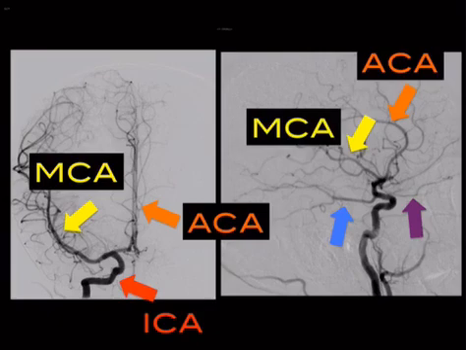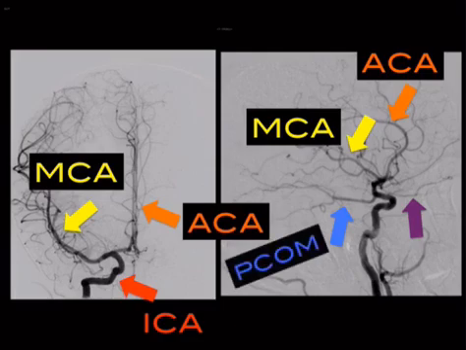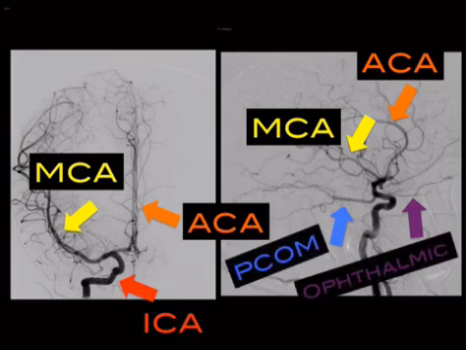Now, here are the other two that I think are most likely to be asked. The one that comes off first and in the front, going towards your eyeball, is the ophthalmic, and the one that's going off the bottom and posterior, like it might be going towards the posterior circulation, is your PCOM. So those are the ones to know.